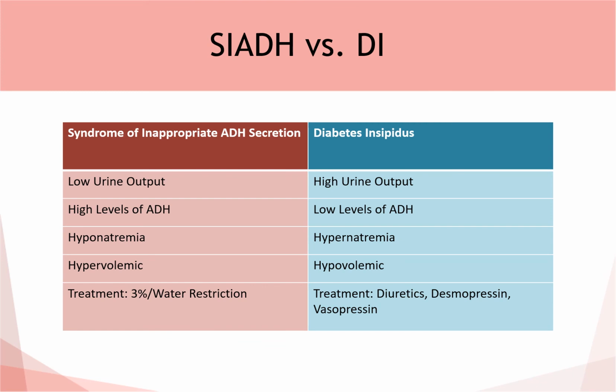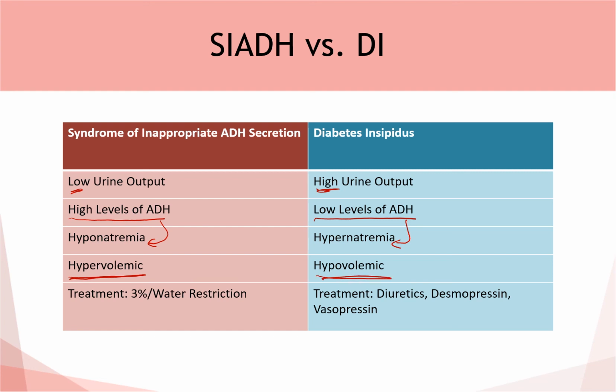So here's a quick comparison between the two. SIADH really is a state of low urine output, whereas DI is a state of high urine output. In SIADH, we have high levels of ADH being produced, whereas DI is low levels of ADH. And as a result of this, low levels of ADH give you hypernatremia. High levels of ADH give you hyponatremia. Overall, the patients wind up being hypervolemic with SIADH and hypovolemic with diabetes insipidus.